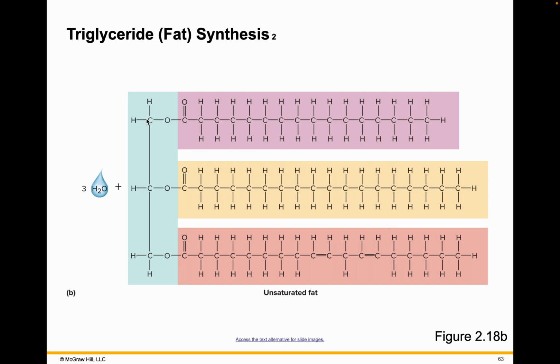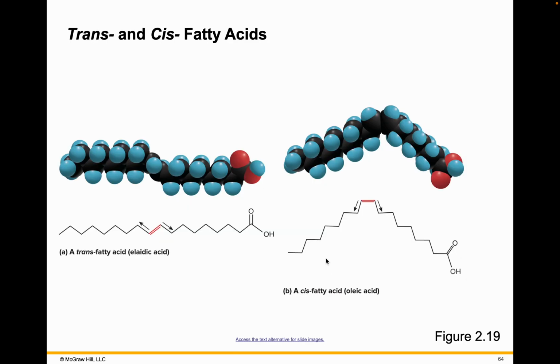So here is your glycerol molecule and 3 fatty acids attached to it, and these are saturated fatty acids. This is an unsaturated fatty acid. They can also be cis or trans. If you have a double bond, it can be relatively straight or it can have a kink in it. And if it's relatively straight, it is a trans fatty acid. If it's got a kink in it, it's a cis fatty acid.